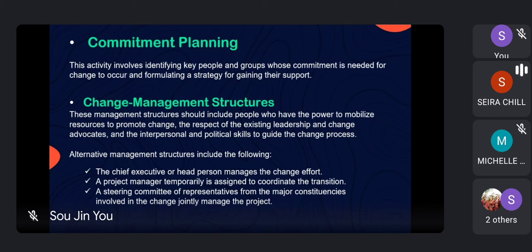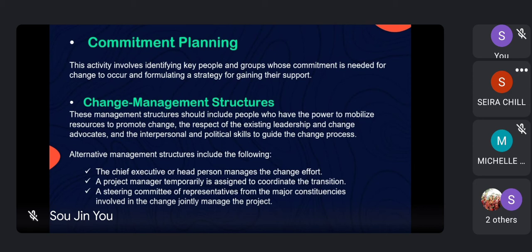The first one, ang sinasabi dyan ay yung chief executive or head person ang magmamanage ng change effort. Second one, a project manager temporarily is assigned to coordinate the transition. Next, steering committee of representatives from the major constituents involved in the change jointly manage the project.